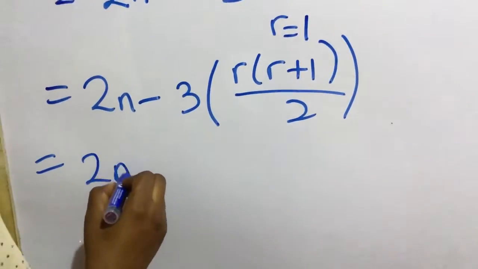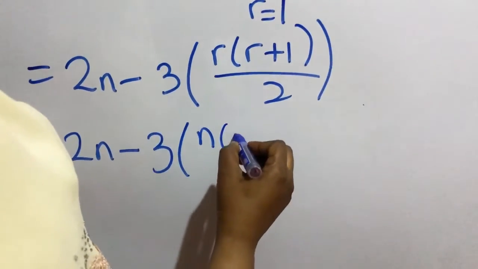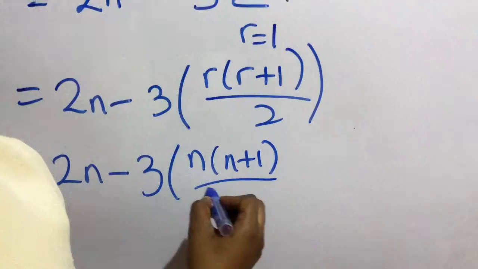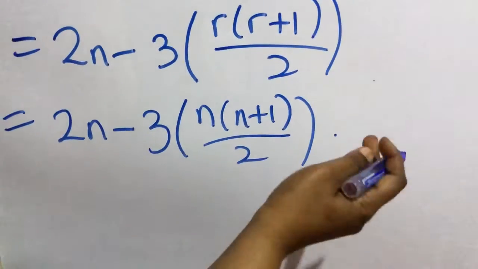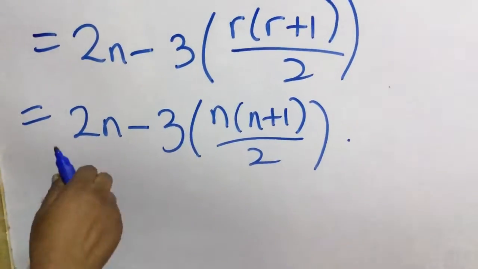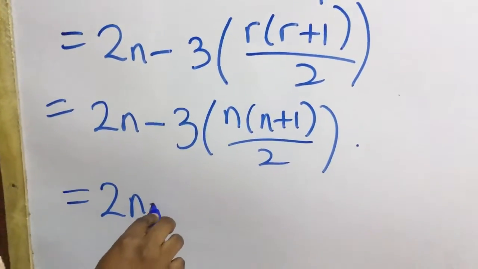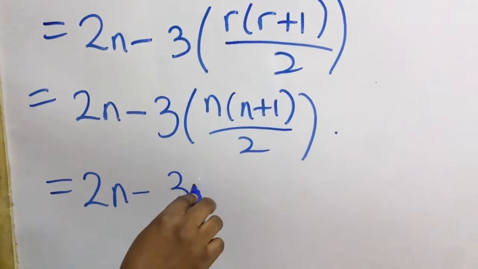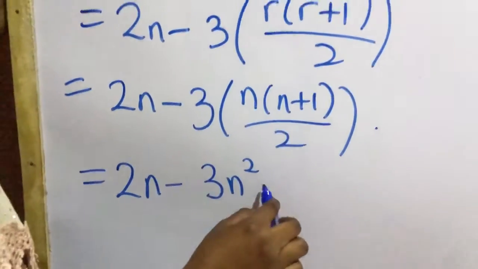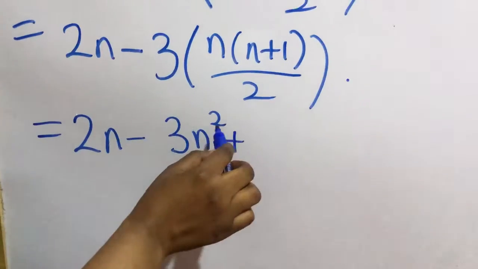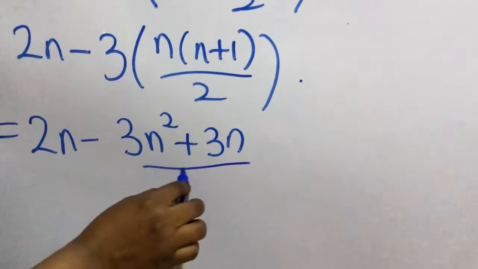So 2n minus 3, wherever you see r, we're going to put n into bracket n plus 1 divided by 2. If you can still simplify it, if you can still expand it, you can go on. But if you can't, let's check. 2n equal to minus 3 multiplied by n squared. n multiplied by n gives n squared. Then n multiplied by plus 1, then multiplied by minus 3 gives minus 3n over 2.